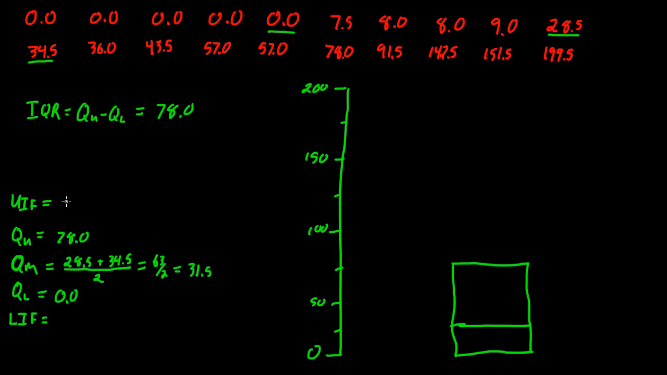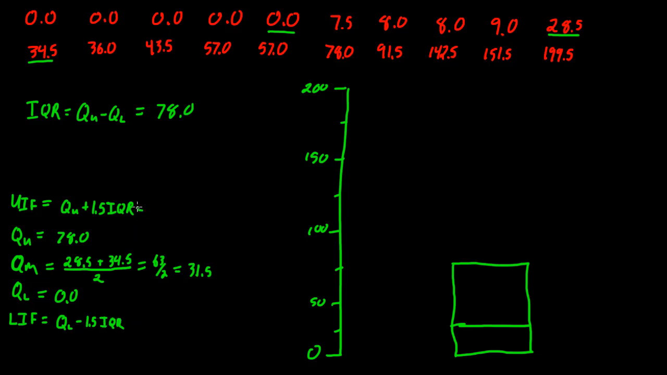So to do that, we're going to take our quartile values. So for example, we'll calculate the upper inner fence, which is going to be our QU plus 1.5 times our interquartile range, or IQR. And for our LIF, or our lower inner fence, we're going to do the same thing. It's going to be our QL, and now we're just going to do minus 1.5 times our IQR.